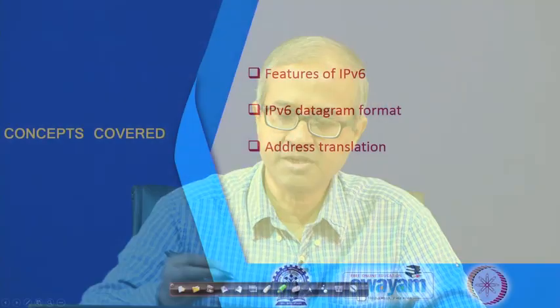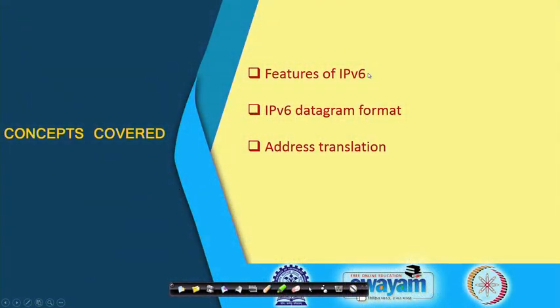In this lecture we shall particularly see what are the drawbacks of the older version, IP version 4, and what are the new features this IP version 6 incorporates. We shall be talking about some of the features of the IP version 6 protocol, the datagram format in IP version 6, and how certain kinds of address translation are carried out.